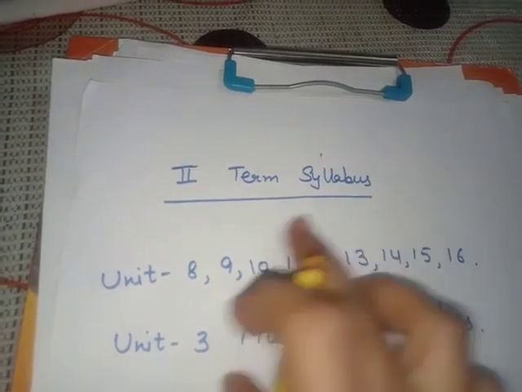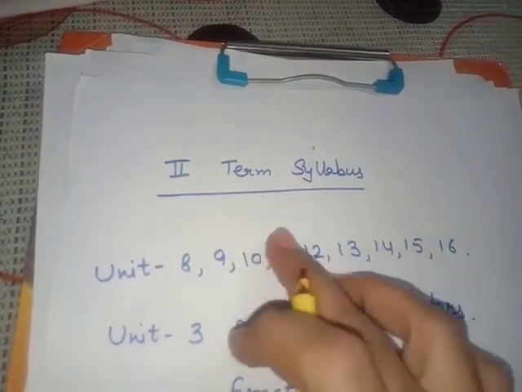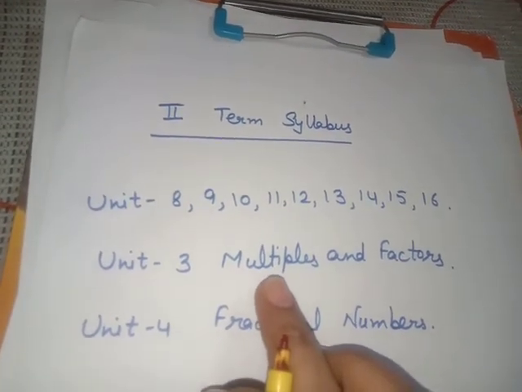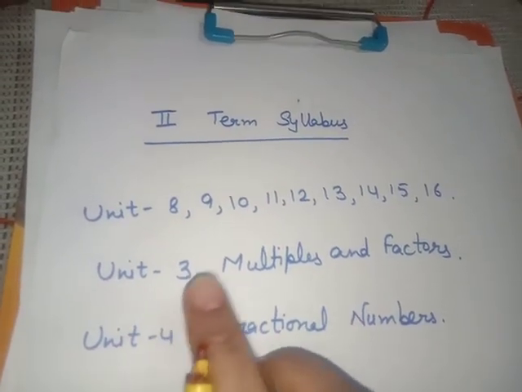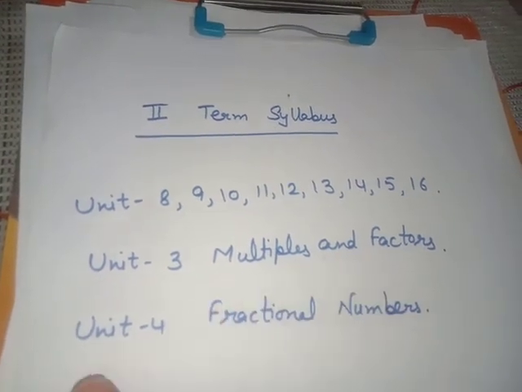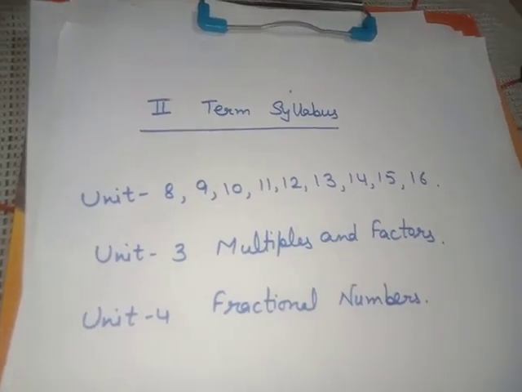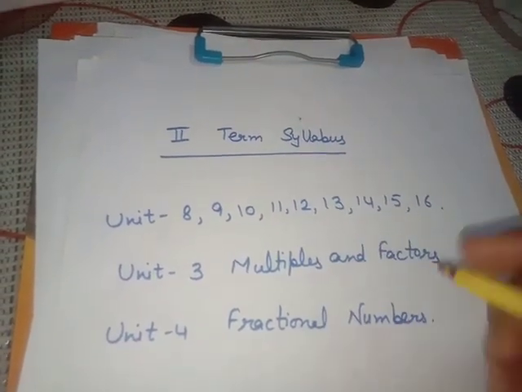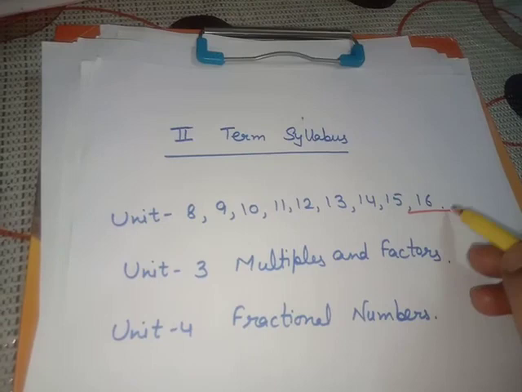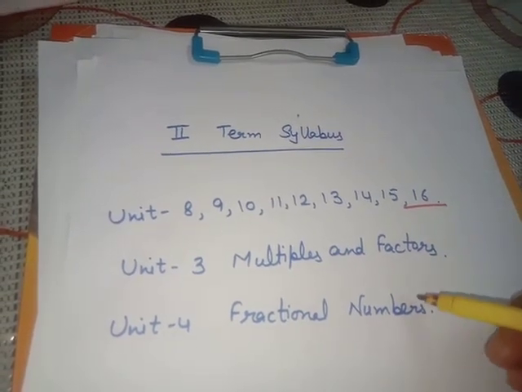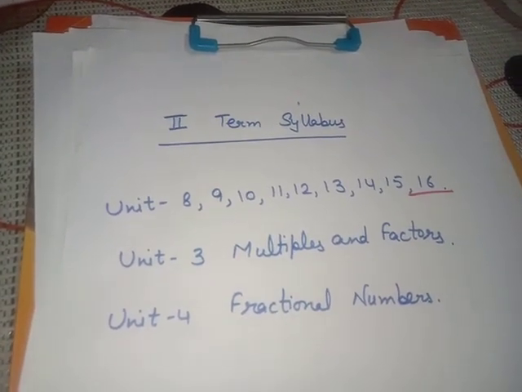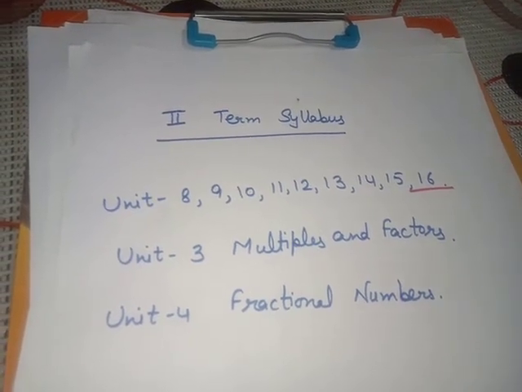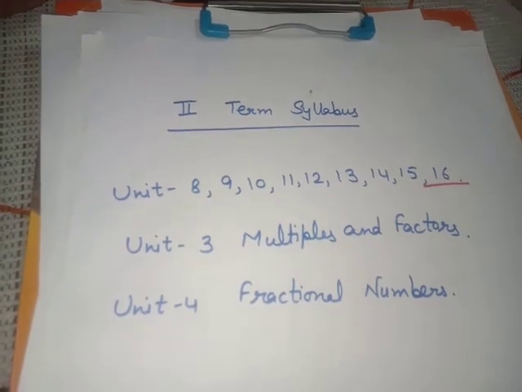Other than these units, 2 units from first term will also be included in second term, that is Unit 3, Multiples and Factors, and Unit 4, Fractional Numbers. So, these 11 units, meaning the 9 units which we have done now and 2 units from the previous term, will be a part of second term. Okay, so prepare well according to these units.